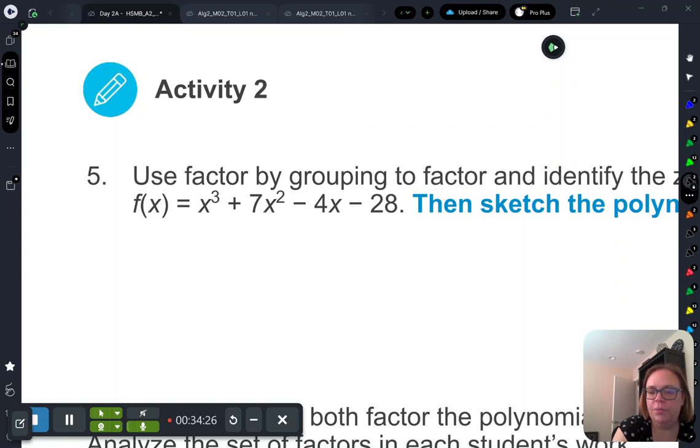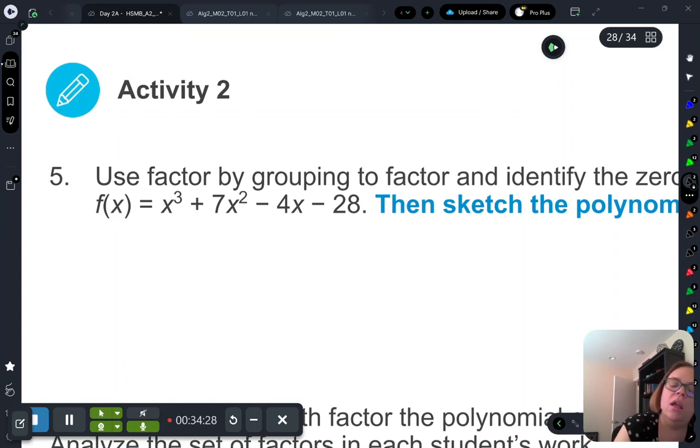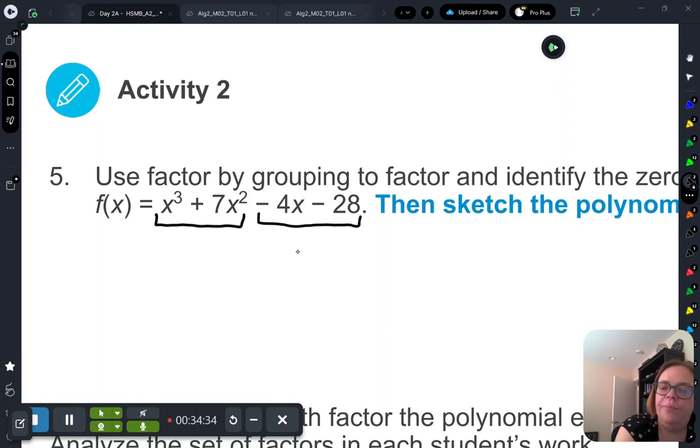Okay, so let's do another one. We're going to take a GCF out of each pair. The GCF of this one is x squared, because this one has x squared, this one has x cubed, which has an x squared in it. When you take the x squared out of x cubed, you're left with x, and then the x squared off the 7x squared is a 7.